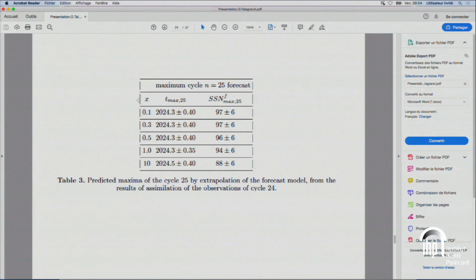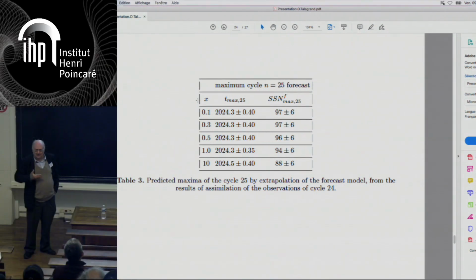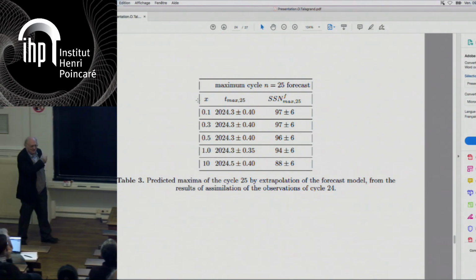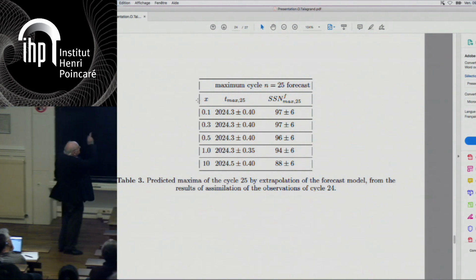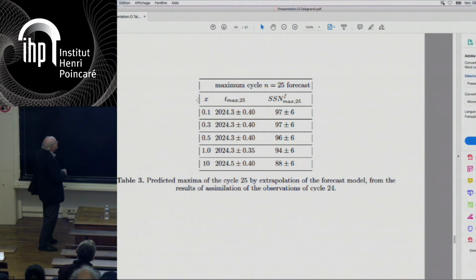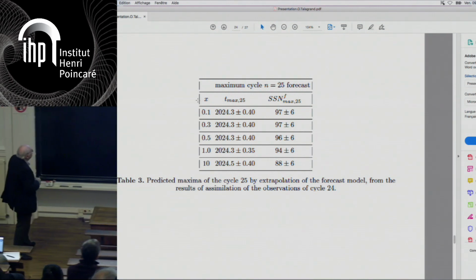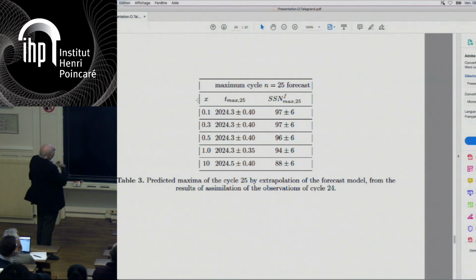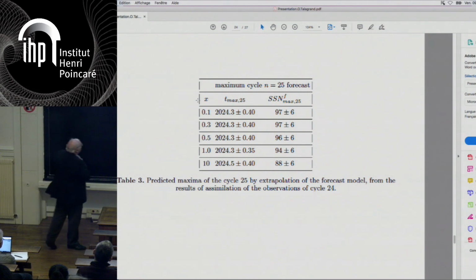And now, these are the results for cycle 25. We are now between cycle 24 and cycle 25, a quiet period, actually a very quiet period compared with previous such periods. And this is the prediction for the next cycle: maximum intensity in 2024, the beginning of 2024, and number of sunspots below 100.